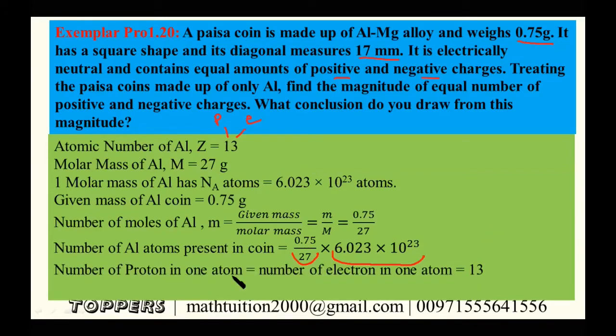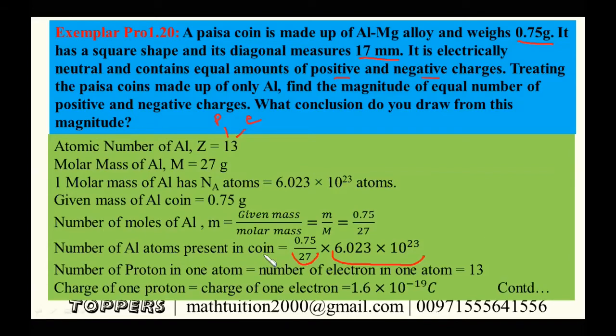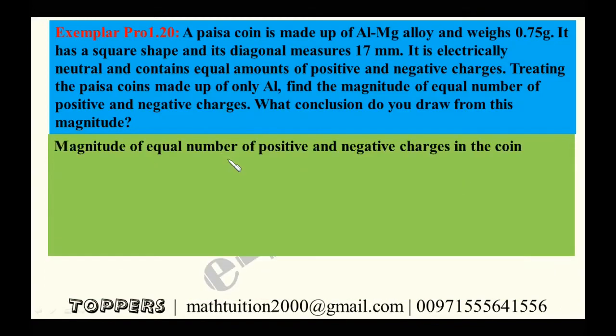So the number of protons in one atom is what? 13. That is the same as the number of electrons in one atom, correct? Therefore, the charge of one proton is equal to the charge of one electron, that is 1.6 × 10⁻¹⁹ coulomb, right? So number of moles multiplied by Avogadro number multiplied by number of protons multiplied by the charge of one proton or electron will give you the total charge. The magnitude of equal number of positive and negative charges in the coin is equal to 0.75 by 27 into 6.023 × 10²³ × 13 × 1.6 × 10⁻¹⁹ coulomb.